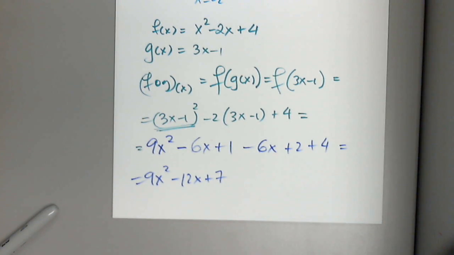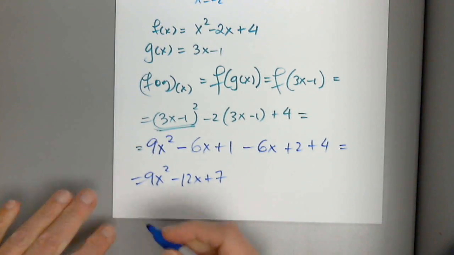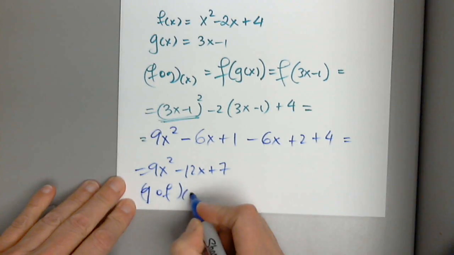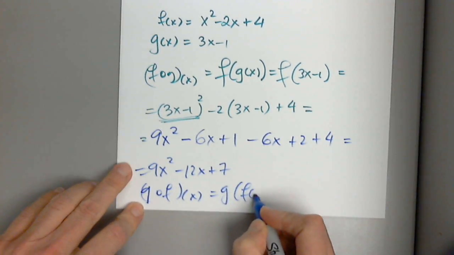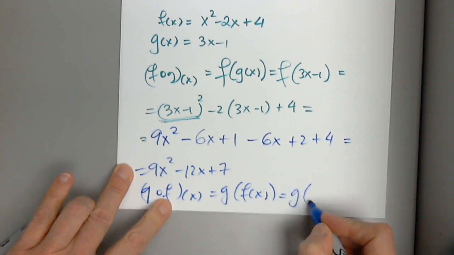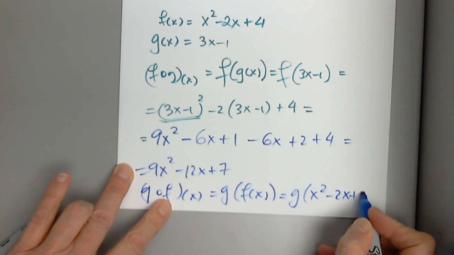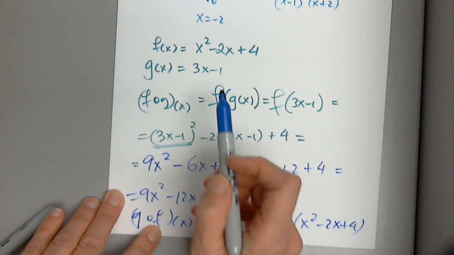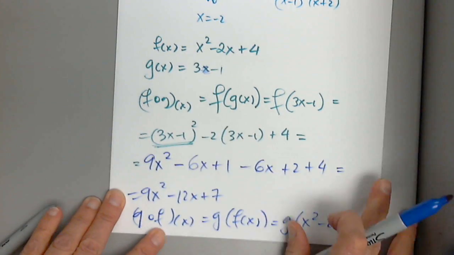Yes, for the hard one. Okay. Do we need to do the other one? You want to do the other one? Please. Okay, that's the one that I get. So g composed with f of x. This is g of f of x, which is g of x squared minus 2x plus 4. And g says 3 times whatever minus 1.